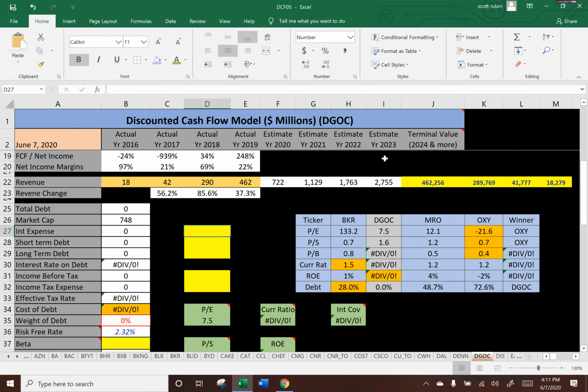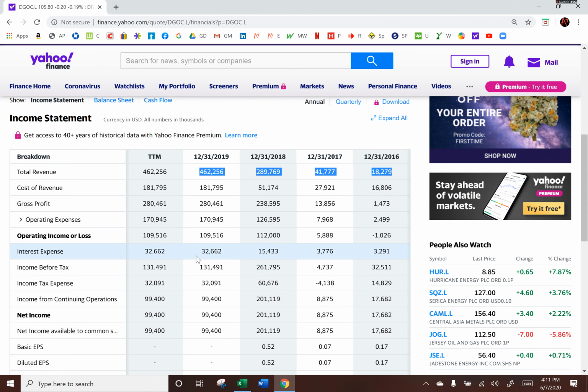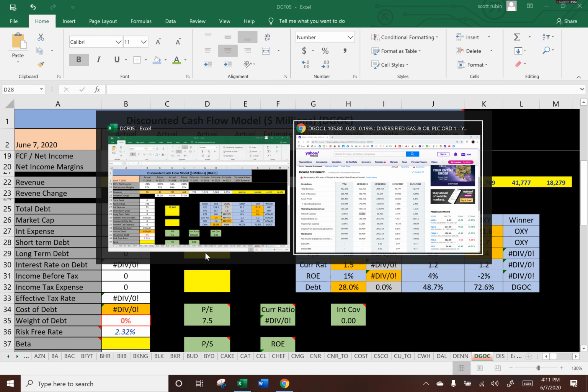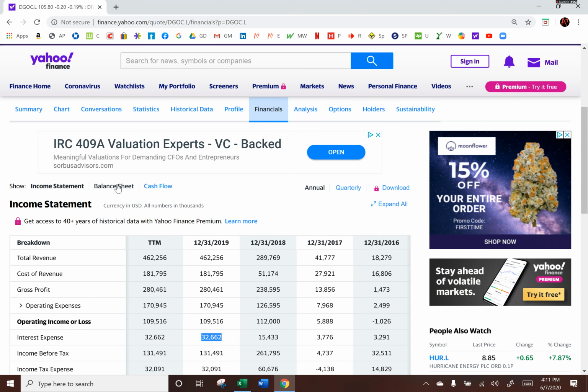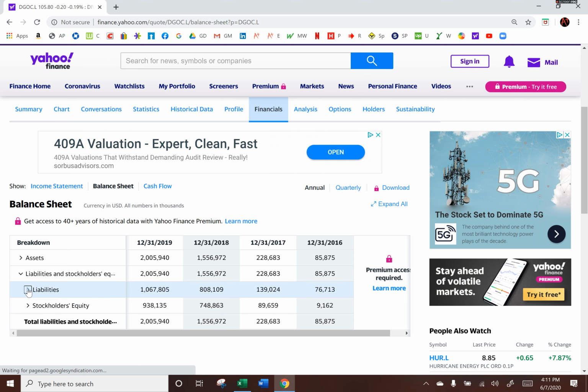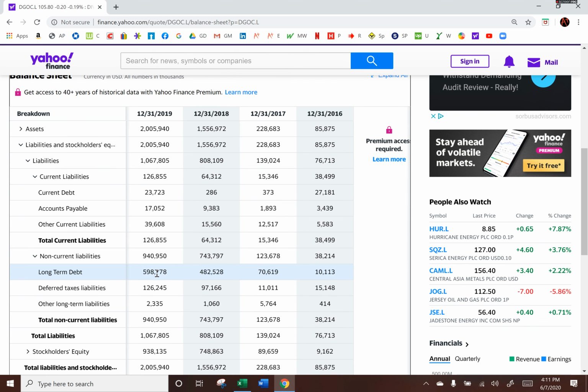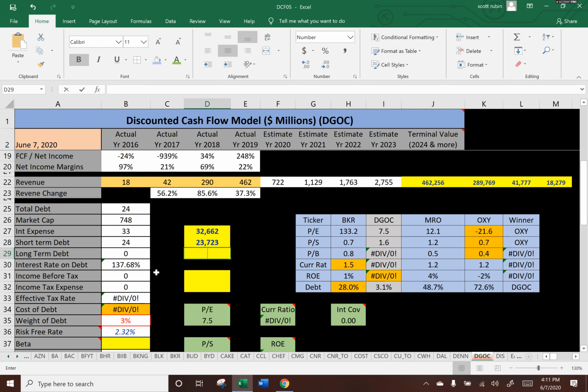Now we need to look at the capital structure of this company and figure out the discount rate we need to apply to the future cash flows. So the interest they pay on their debt is $32 million. And we'll go to the balance sheet to see how much debt they have. And current debt is $23 million. That's debt that's due within 12 months. So not a lot. Most of the debt is long-term, $600 million. And they pay 5.25% interest on the debt.